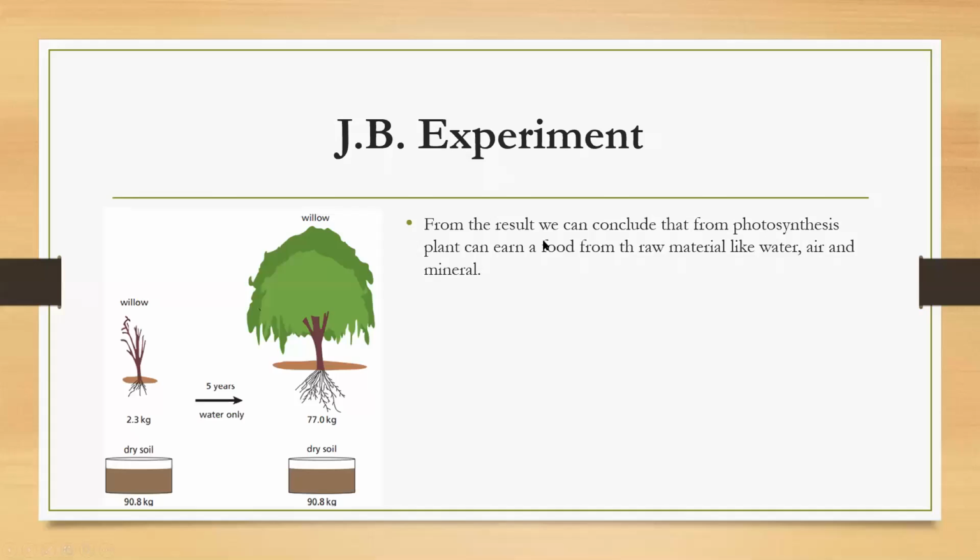Okay, from the result, we can conclude that from photosynthesis, plants can make food from raw materials like water, air, and other minerals. The most important requirement is sunlight. I mean, light from the sun helps the plants to do photosynthesis.